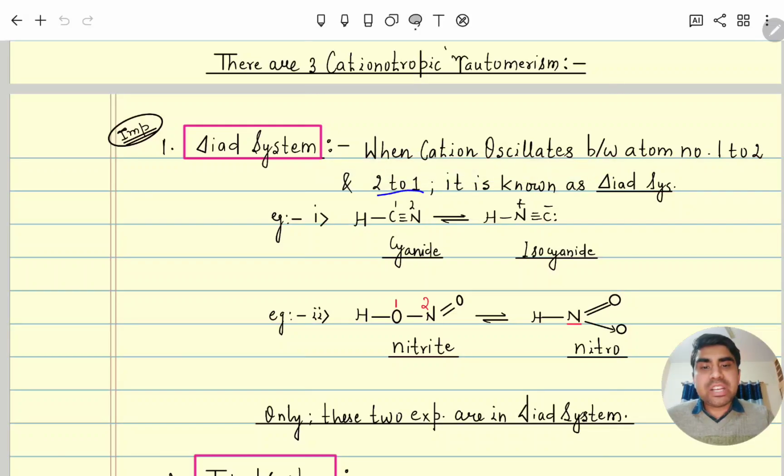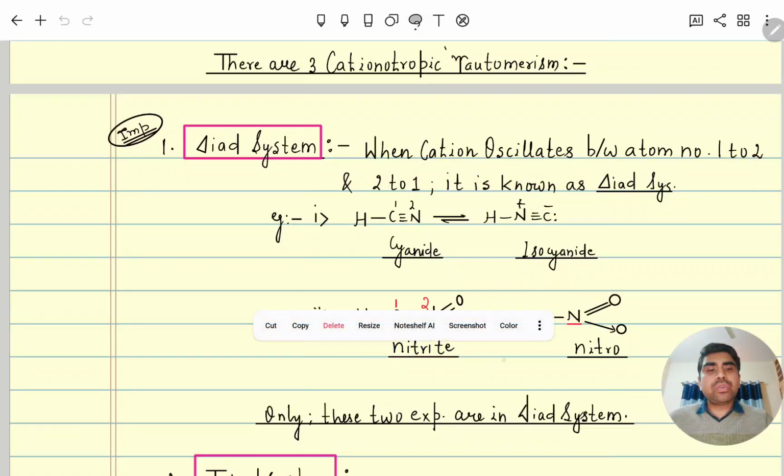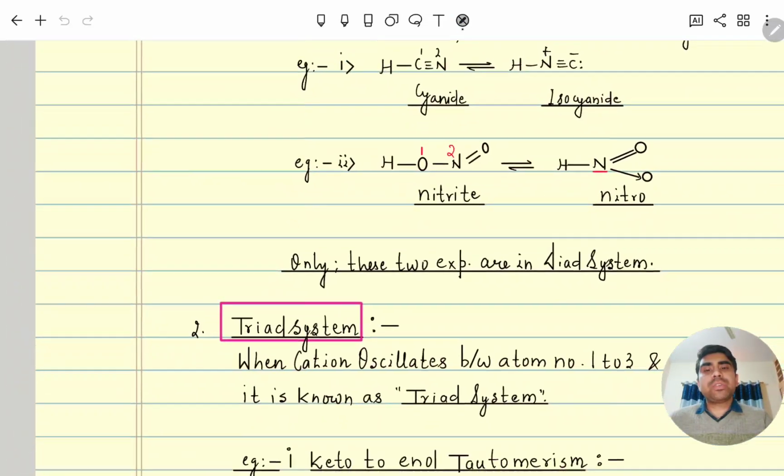Like here you can see cyanide. In cyanide, hydrogen is oscillating from 1 to 2, means it will combine with nitrogen. So here formal charge +1 and here -1. Similarly, nitrite to nitro. In nitrite, hydrogen is connected to oxygen. It will move to nitrogen, a 1, 2 oscillation. So these are the only two types in the dyad system.